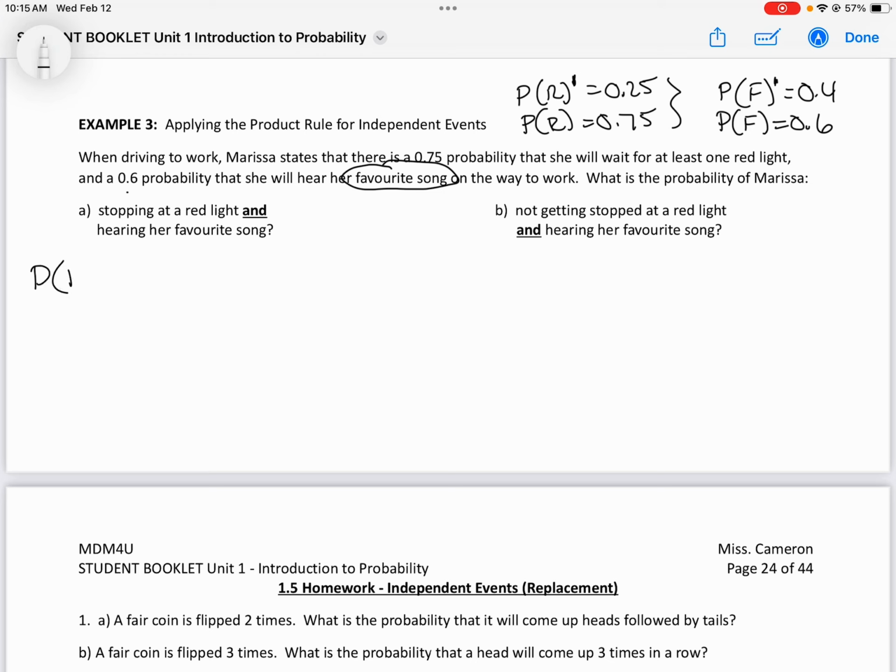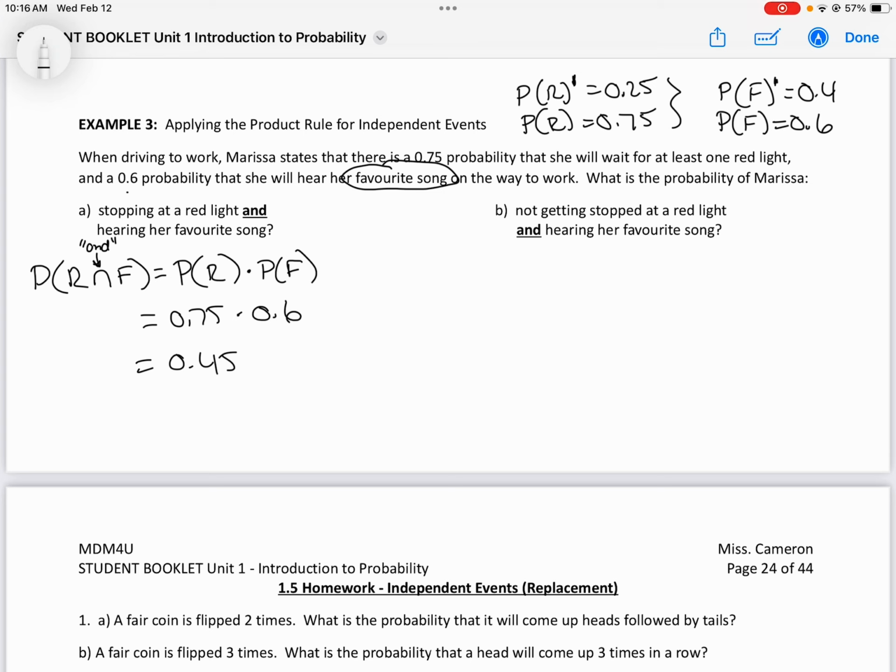Marissa stops at a red light and I'm going to introduce this notation. I'm going to put this as it looks like a very, very smooth N. And this stands for and. That's how we read that. So red light and hearing her favorite song. So what we're going to do is multiply the probability of the red light times the probability that she hears her favorite song. So I get 0.75 times 0.6. And we just multiply that. I get 0.45.